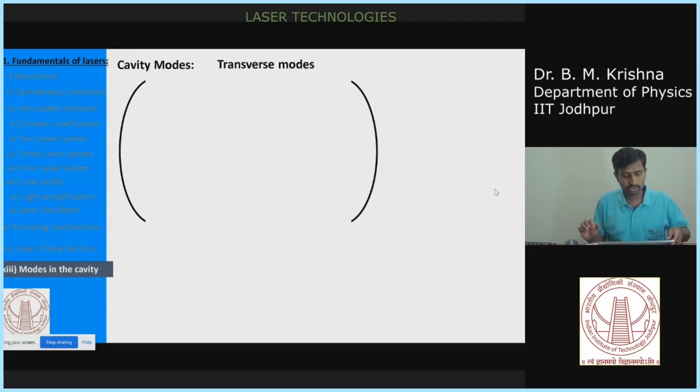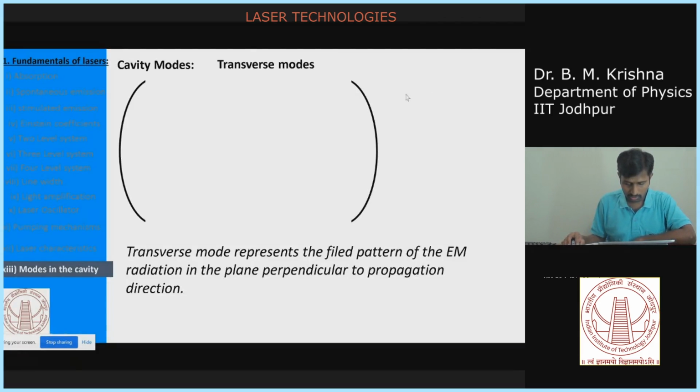Now what happens in the concave mirrors? If the photons are incident at small angles, with a little deviation from the axial direction, they can still be trapped inside the cavity. This kind of design can give you transverse modes. Let's see how it will give them. The transverse mode represents the electromagnetic field pattern in your laser beam.